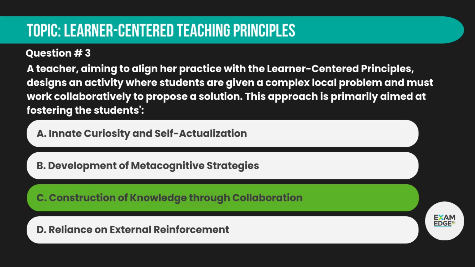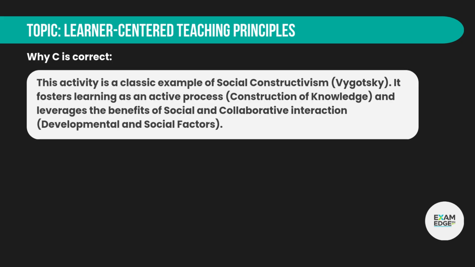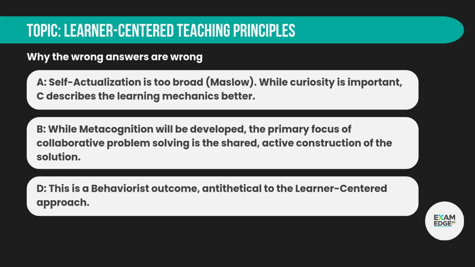Correct answer: C. Construction of knowledge through collaboration. Why C is correct? This activity is a classic example of social constructivism, Vygotsky. It fosters learning as an active process, construction of knowledge, and leverages the benefits of social and collaborative interaction, developmental and social factors. Why the wrong answers are wrong?